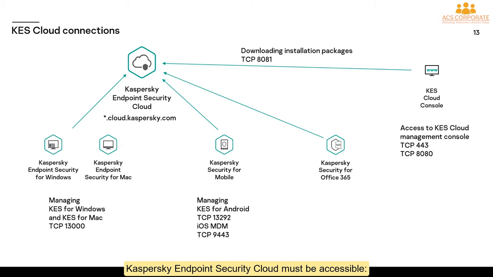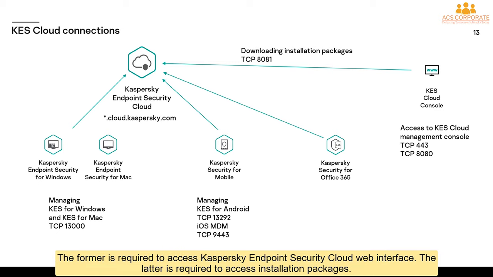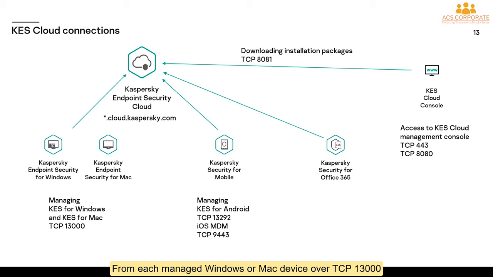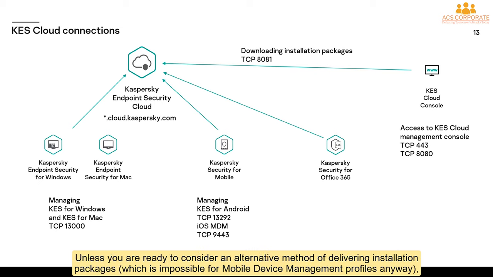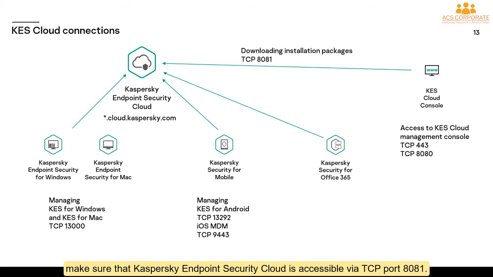Kaspersky Endpoint Security Cloud must be accessible from the administrator's computer over TCP ports 8080 and 8081. The former is required to access Kaspersky Endpoint Security Cloud web interface. The latter is required to access installation packages from each managed Windows or Mac device over TCP 13000, from each mobile device over TCP 13292. Kaspersky Endpoint Security Cloud internal web server distributes installation packages and mobile device management profiles via TCP port 8081. Unless you are ready to consider an alternative method of delivering installation packages, which is impossible for mobile device management profiles anyway, make sure that Kaspersky Endpoint Security Cloud is accessible via TCP port 8081.